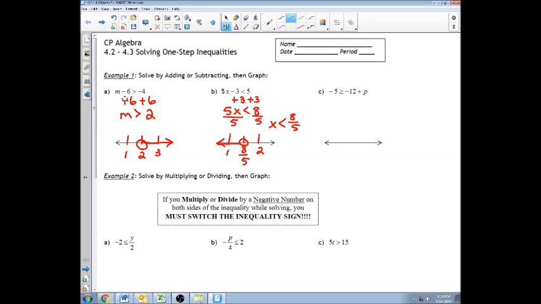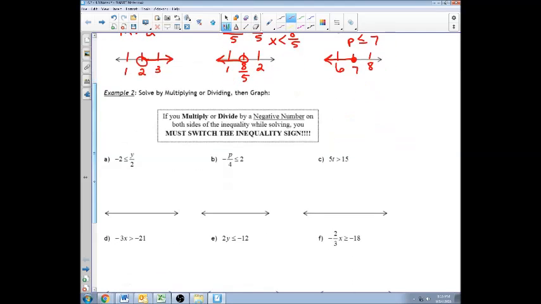C, our variable is not on the left, so I want to flip my entire inequality. Remember that the arrow is pointing at our negative 12 plus p right now, so I want to make sure that my arrow continues to point at the negative 12 plus p. Keep my signs exactly the same. I'm going to add 12. So p would be less than or equal to 7. So this would be 6, 7, and 8. This is less than or equal to, so it will be a closed circle at 7. I can follow my arrow because my p is on the left, and we are done.